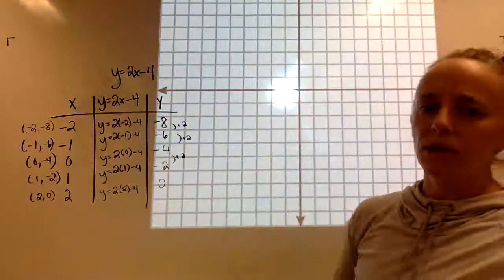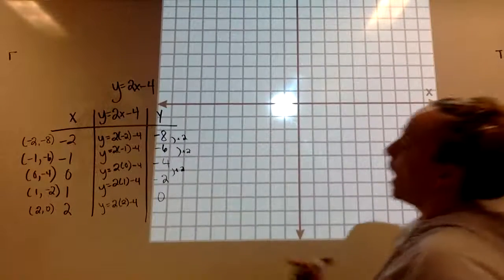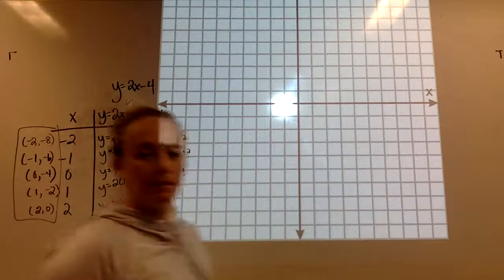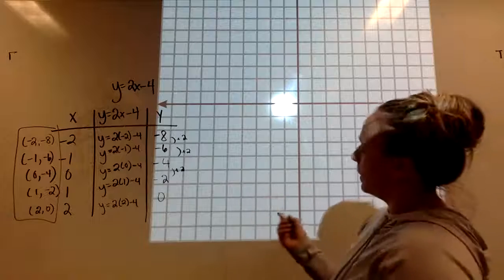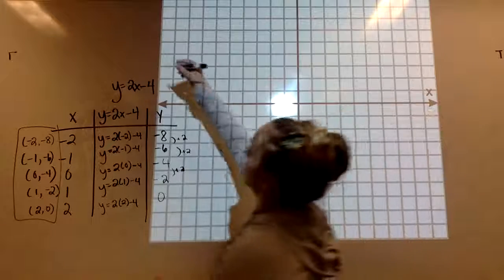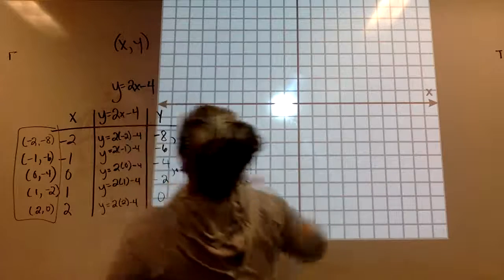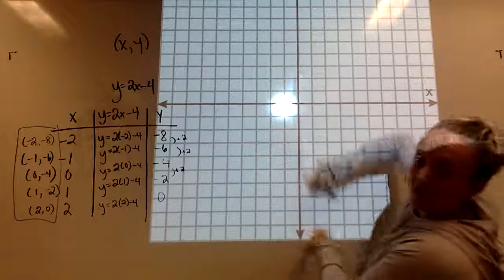All right, so here's my graphing paper. I am going to put all of these coordinate values on this graph. Now remember, our coordinate pairs always are graphed x value first and then the y value. And our x value is this horizontal line. The y value is this vertical line.